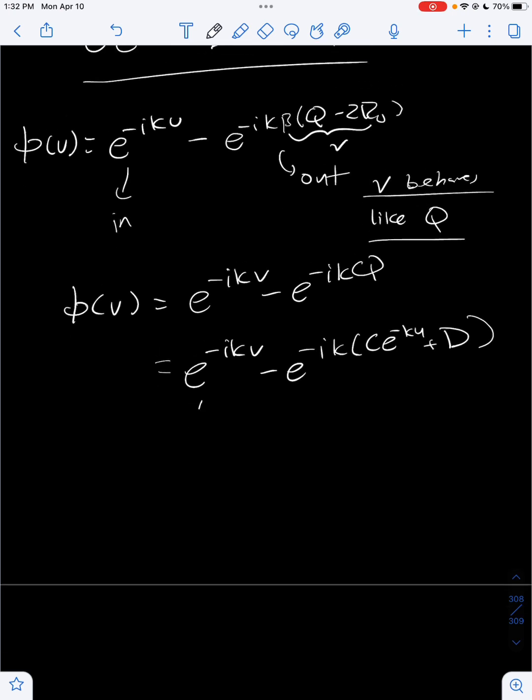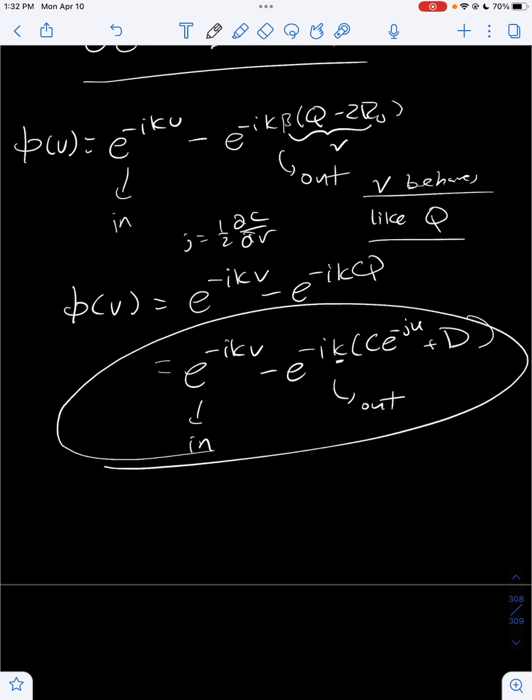Again, this is the ingoing wave, this is the outgoing wave. Let's graph these and see what they mean. But before we do that, this is a kappa and this is a K. They look the same, so I'm just going to call this something else. Let's call this J. So e to the minus ju, where J is just 1/2 partial c over partial r. So let's graph this and see what it looks like.